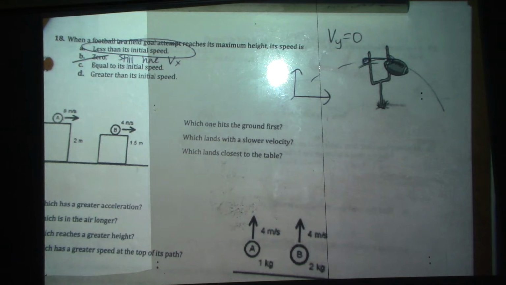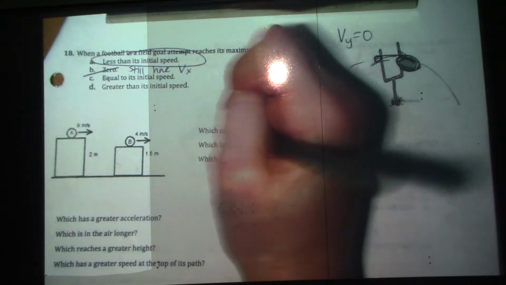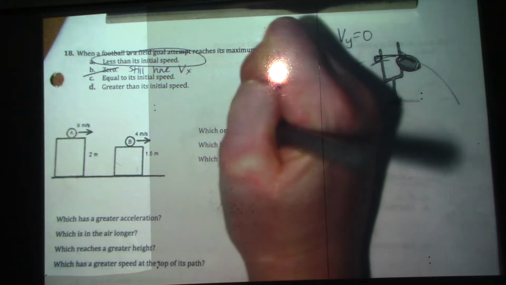For the next one, these horizontal projectiles, we're asking which one hits the ground first. So we're talking about time. When we're talking about time, least time, right? Hits the ground first is less time.